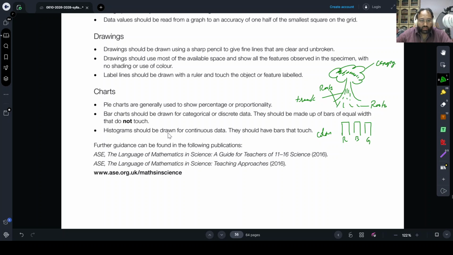Histograms should be drawn for continuous data, right? So heights, for example, heights of people is a very standard example. And so continuous data, and then in that case, the bars are touching.